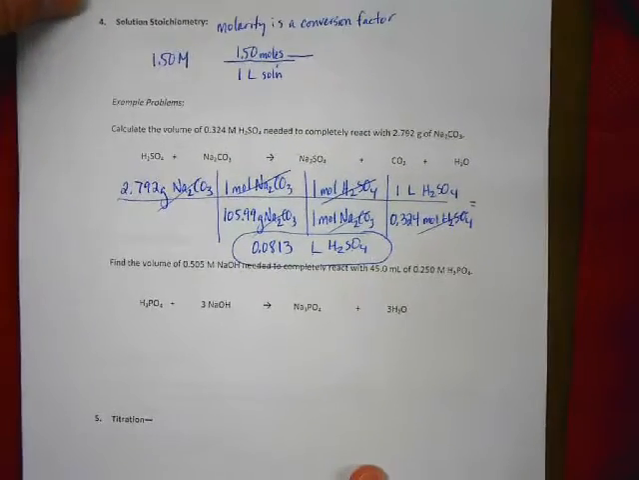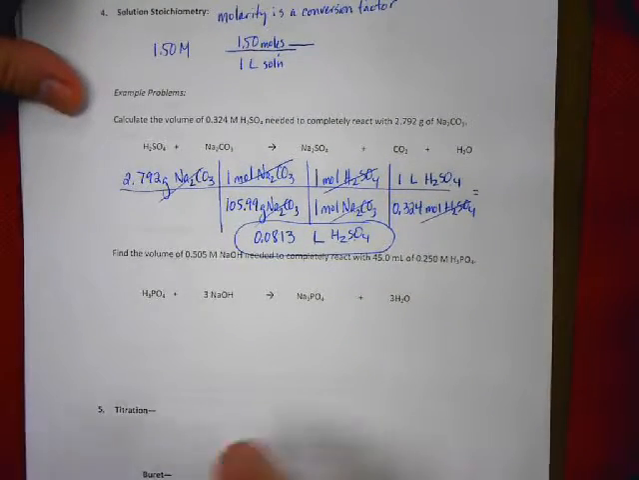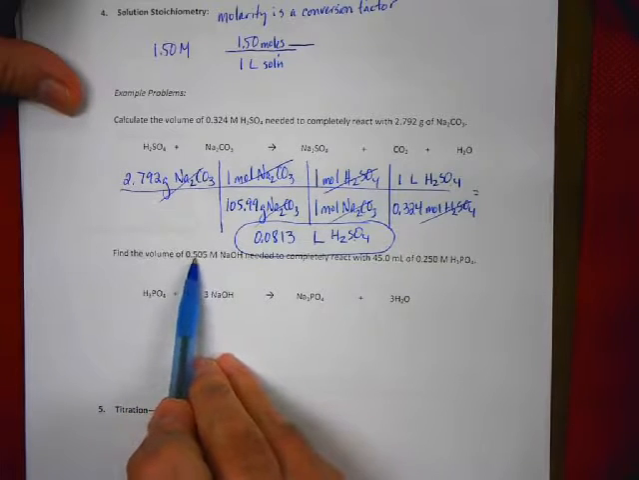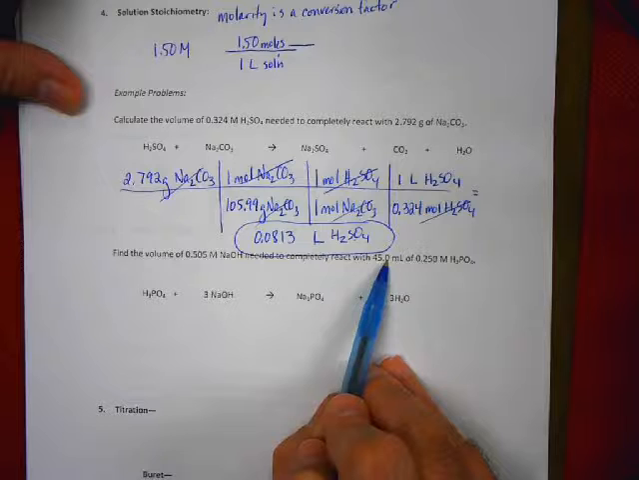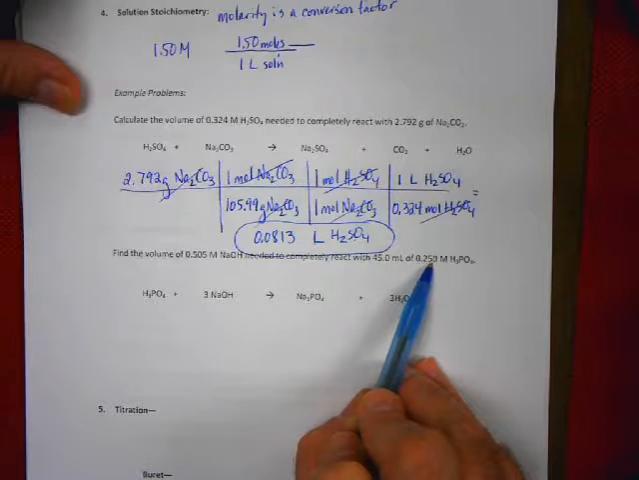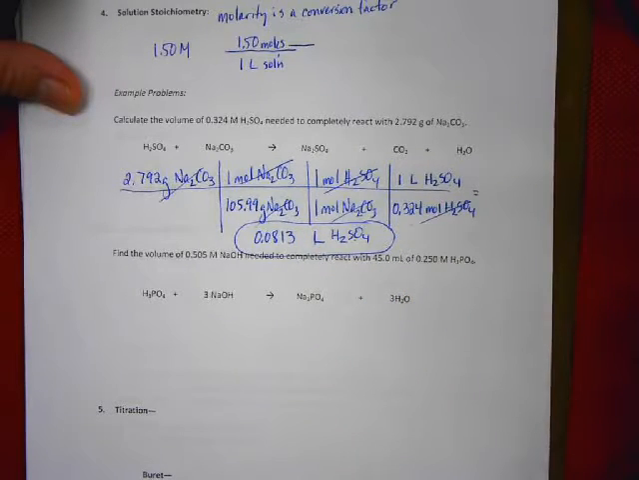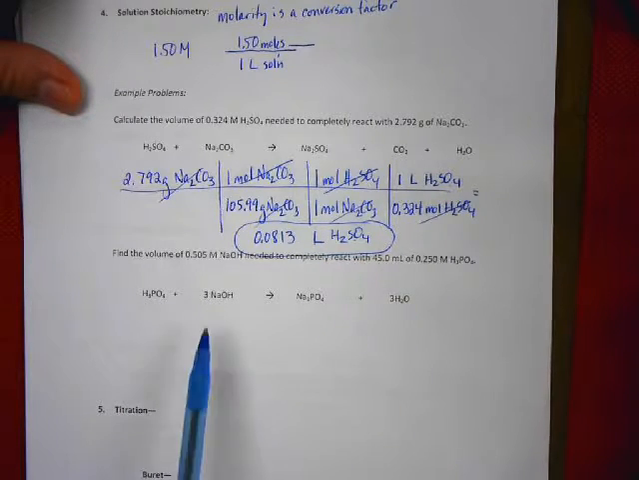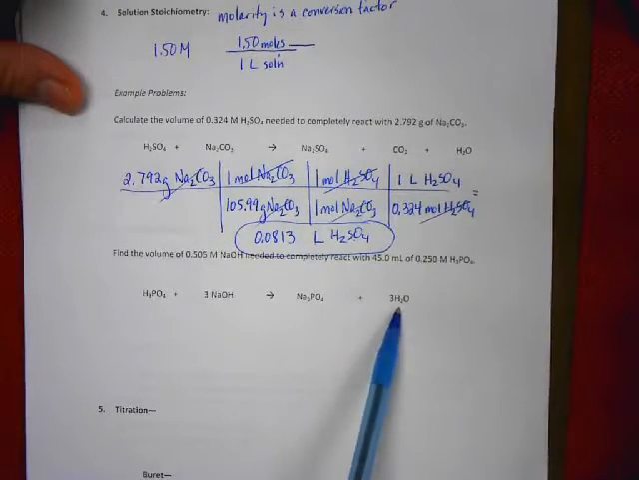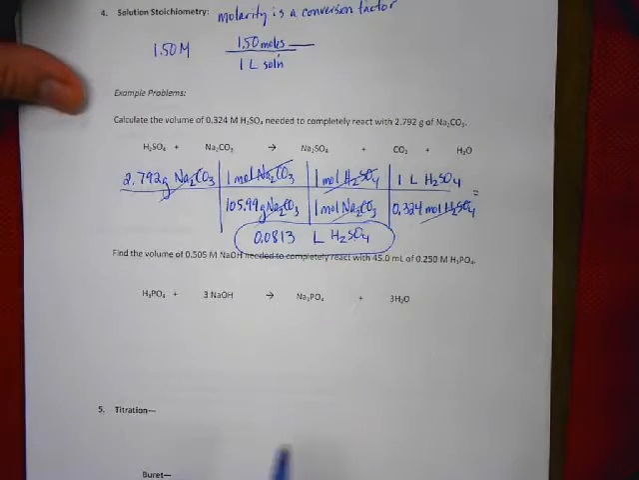If we look at example problem number 2, find the volume of 0.505 molar NaOH needed to completely react with 45.0 milliliters of 0.250 molar phosphoric acid. Well, our equation's already balanced for us. We have a 3 in front of the NaOH and a 3 in front of the water. That part of it is done.